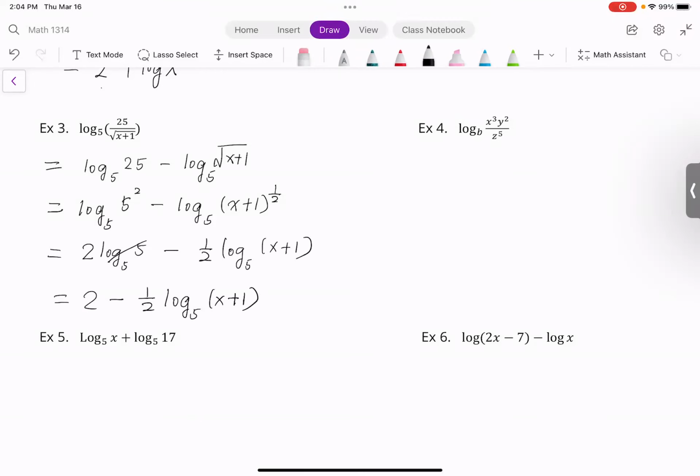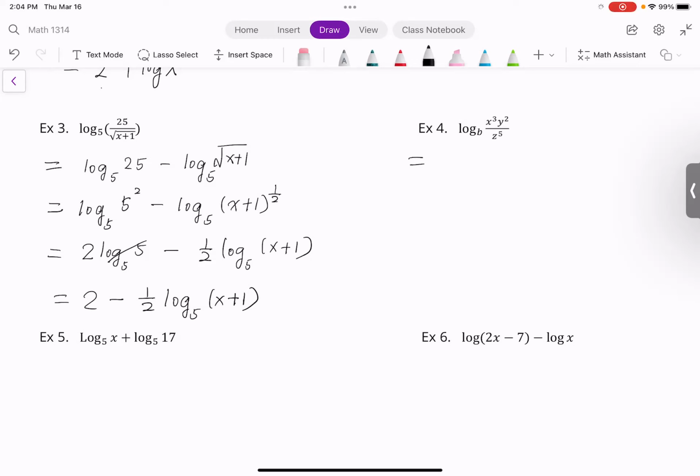If the question asks to convert to the form where we don't have a power, and also we don't have division or multiplication in the log, we need to break it down into parts. Sometimes we have more items inside of the log. We can break it down into several parts. All right, let's see the next example.